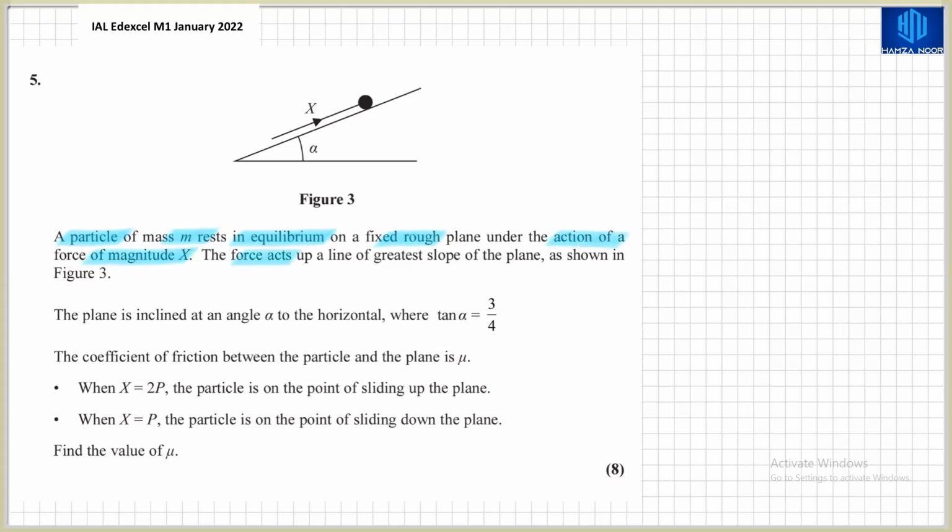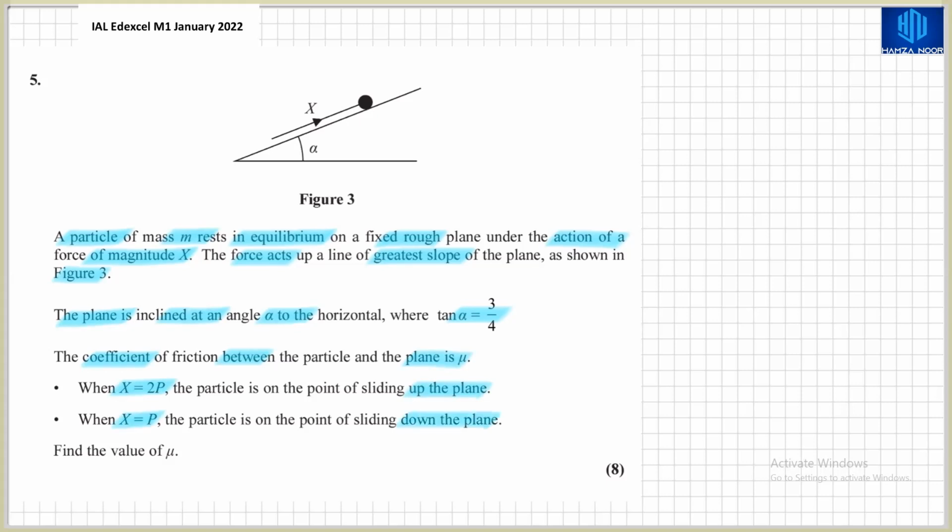The force acts up a line of greatest slope of the plane as shown in figure 3, and the plane is inclined at an angle of alpha to the horizontal, where tan alpha is equal to 3 over 4. The coefficient of friction between the particle and the plane is mu. Here we have two conditions basically. The first condition is that when X is equal to 2P, the particle is on the point of sliding up the plane. And when X is equal to P, the particle is on the point of sliding down the plane.